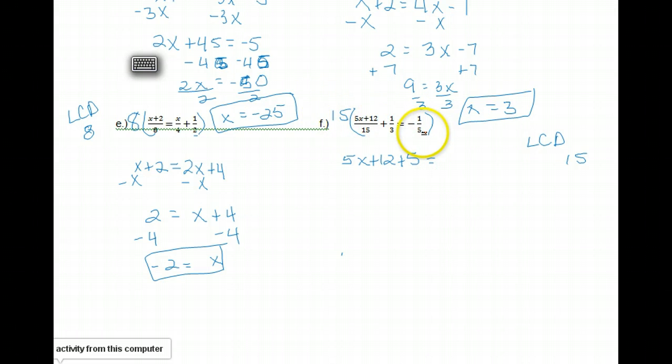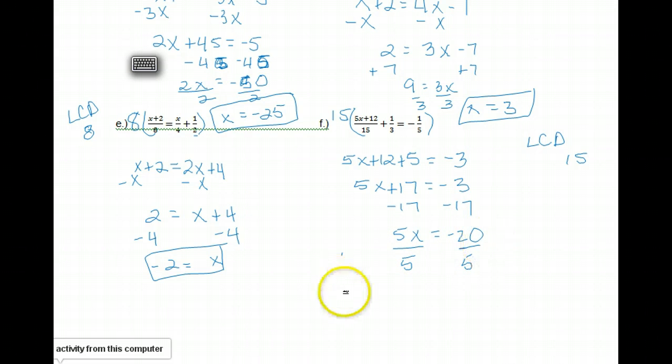15 divided by 5 is 3. 3 times negative 1 is negative 3. We can combine like terms before we move forward. 12 plus 5 is 17, so we will combine those, bring everything else down. We must subtract 17 from both sides. 5x equals negative 20. Lastly, we will divide both sides by 5, and x equals negative 4.